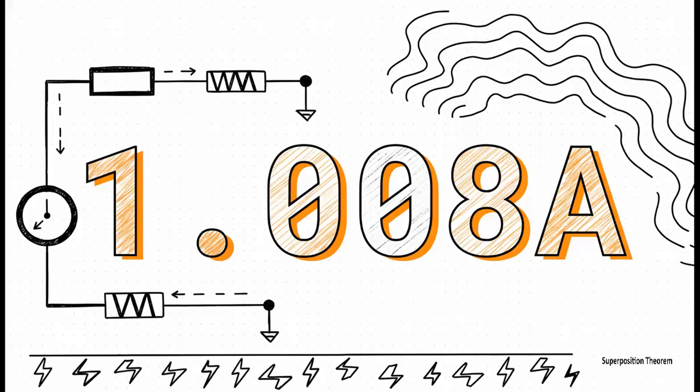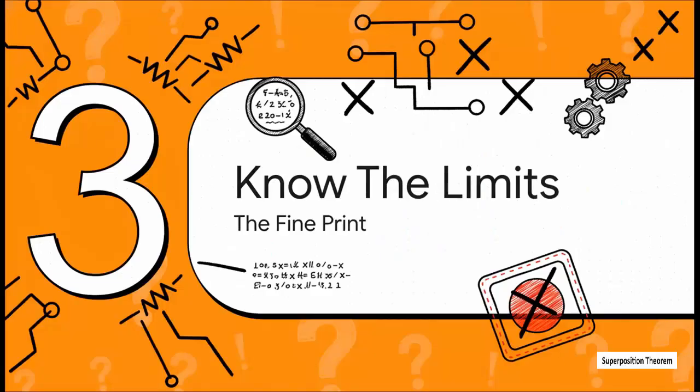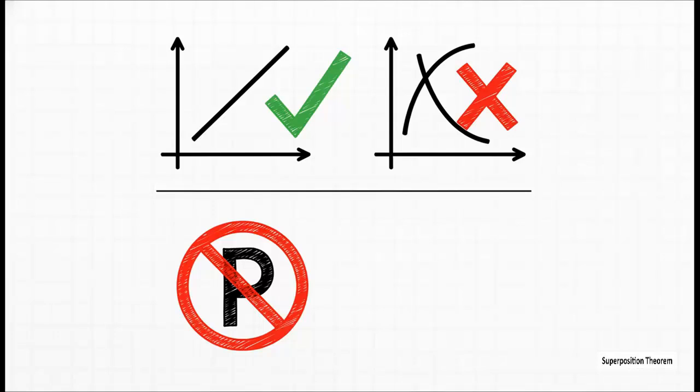Problem solved. But hold on. Like any really powerful tool, you gotta know its limits. The superposition theorem is amazing, but it doesn't work for everything. And understanding this fine print is absolutely crucial if you want to use it correctly. So there are two really big rules to remember. First, it only works for linear circuits. We're talking about components like resistors, capacitors, inductors, things where the voltage and current have a nice proportional relationship.